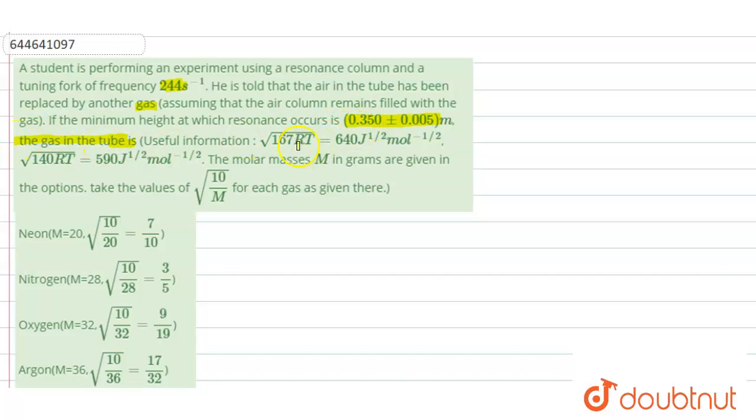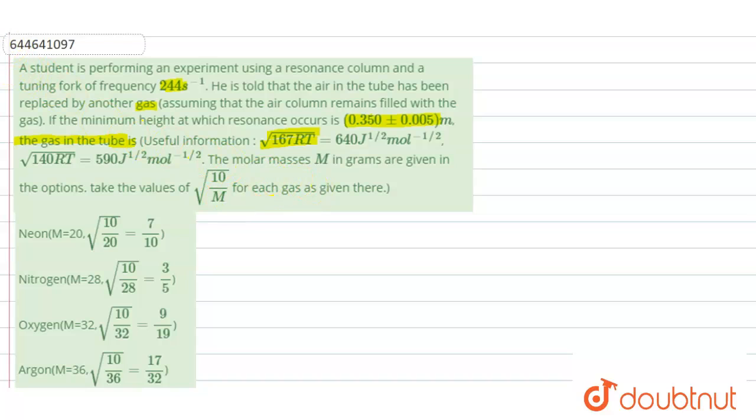We have been given some useful information which we will use in the question. So under root 167 RT is 640 joule per mole, and under root 140 RT is 590 joule per mole, and the molar mass in grams is given in the options. Take the value of 10 upon M for each gas as given in the question. So this is 7 upon 10, right?